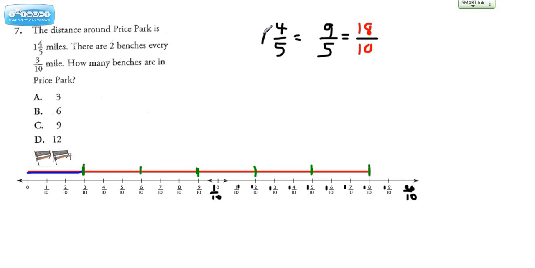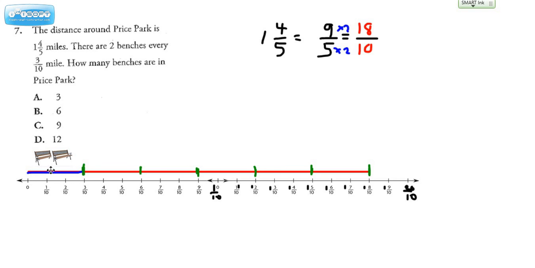Now, if we rethink the 1 4/5, that's the distance around the park, as tenths, first of all, as an improper fraction, we would multiply 5 times 1 and add in the 4, and that would be equal to 9/5. Now, to model it on this number line, we would need to rethink it as tenths because that's how we're breaking it up. So if we do 5 times 2, we get 10. 9 times 2, we get 18. So 18 tenths I have modeled here.